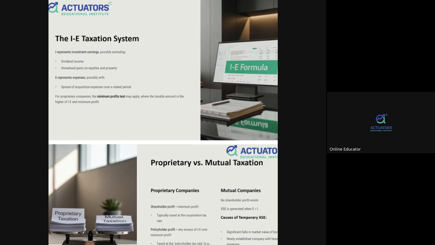Yeah. So whenever that is the case, which means that trading profit is greater than I minus E profit, right? Then the minimum profit test applies, and the taxable amount for the insurance company will become what? The entire trading profit. Okay. So far, so good, guys.